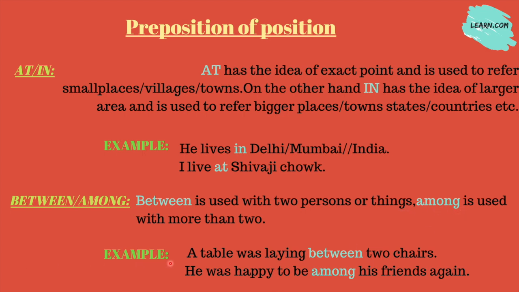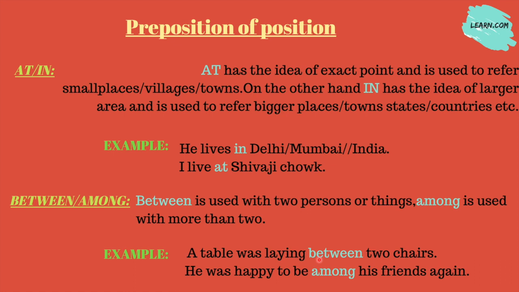So the examples will make it more clear. A table was lying between two chairs. See, the number of chairs is exactly two. So when two things, two places, two persons, two numbers are there, then we use between. And when it is more than two, then we use among. He was happy to be among his friends. It means the friends are more in number, that is more than two. So we use among for more than two, and for exactly two we use between.